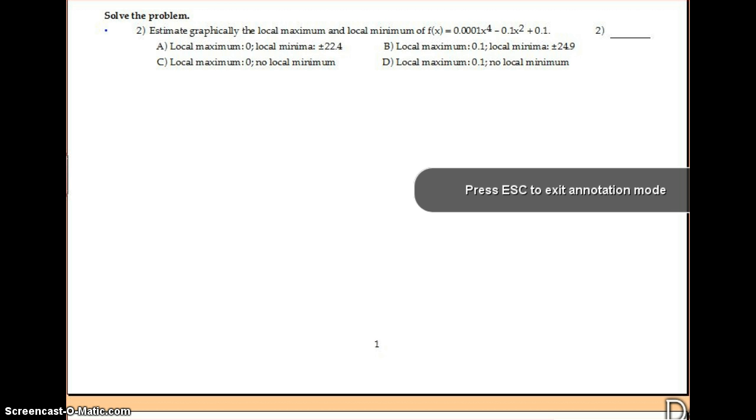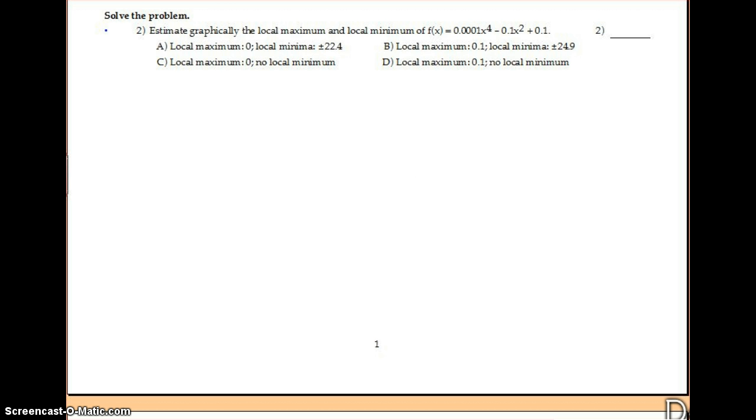Alright, for problem number 2, it says estimate graphically the local maximum and minimum of the function. And so I would graph that function on the graphing calculator and simply see what the maximum is, which would be the high point, and that's to be your y-coordinate, and any minimum values are also y-coordinates.